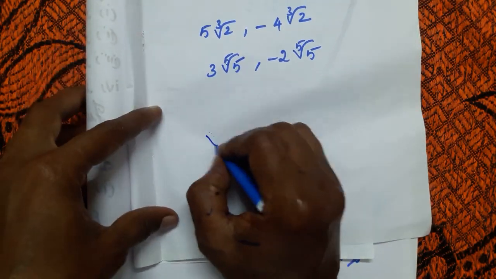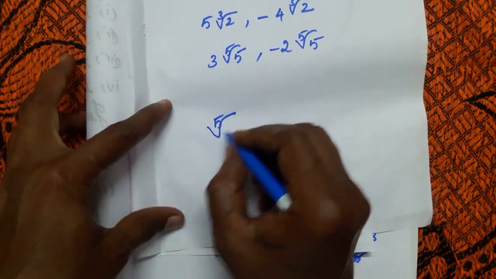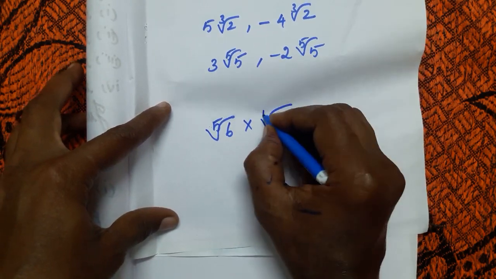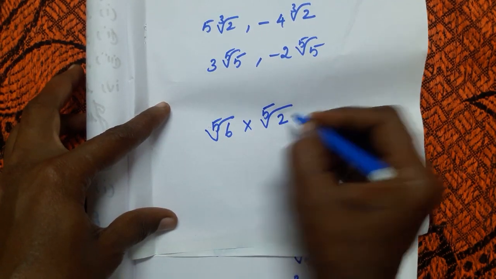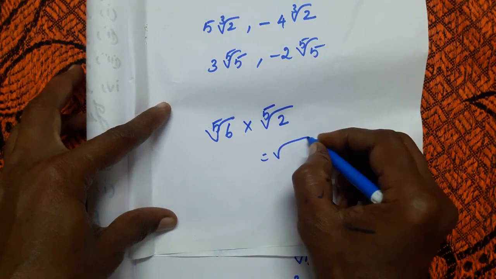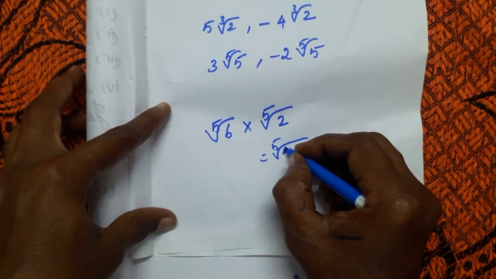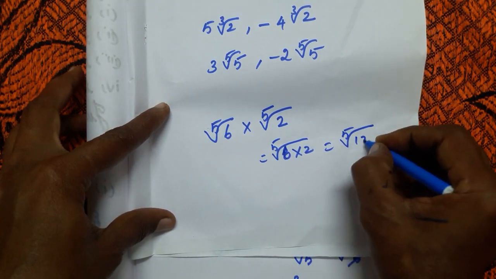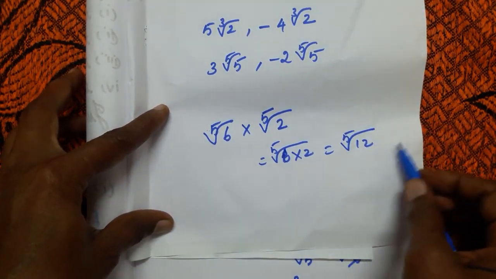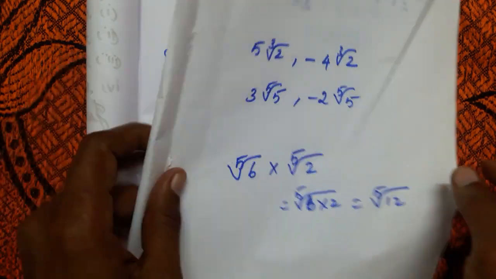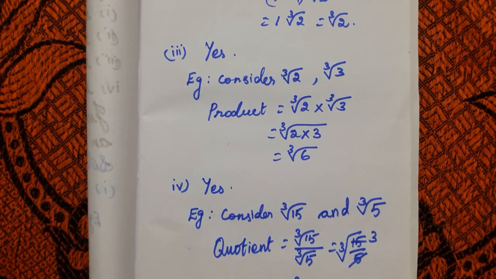Fifth root of 6 into fifth root of 2. When we are multiplying, what do we get? Fifth root of 6 into 2 is equal to fifth root of 12. It is a pure surd. So we can give another example also. Next.